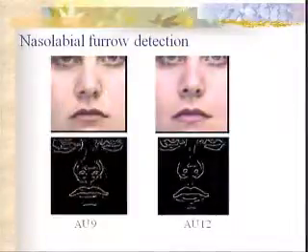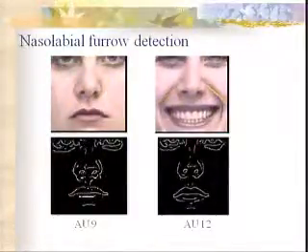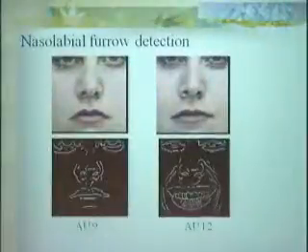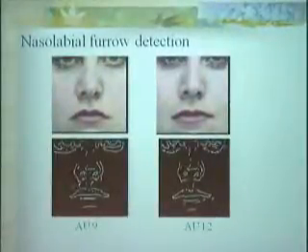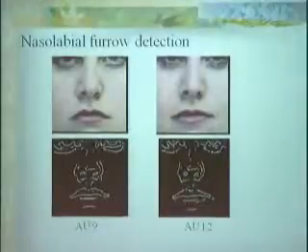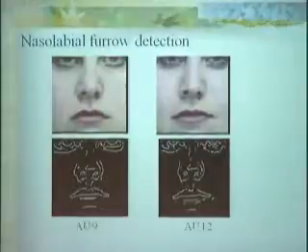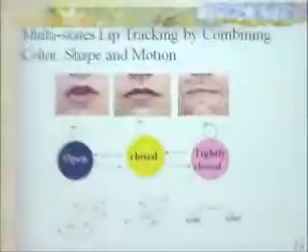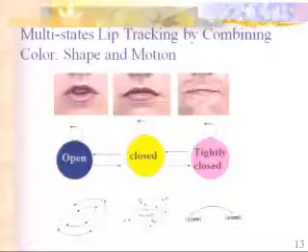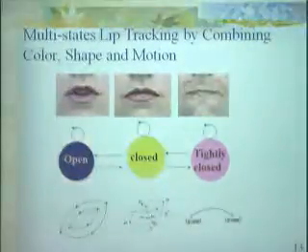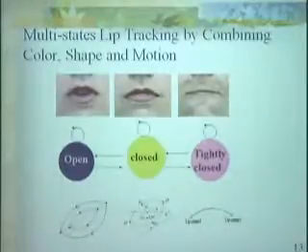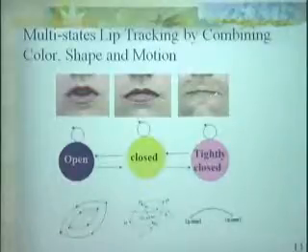I will not go into the details of the algorithm, but I can show you some furrow detection. These two are very useful to distinguish smile and those kinds of expressions. Mainly based on the edge information, we get the angle between these when we detect it. If the angle is bigger, that's mainly when you smile like that. And also for the lip, we combine the color, shape, and motion information to try to track the 3 states of the lips: open, closed, and tightly closed.